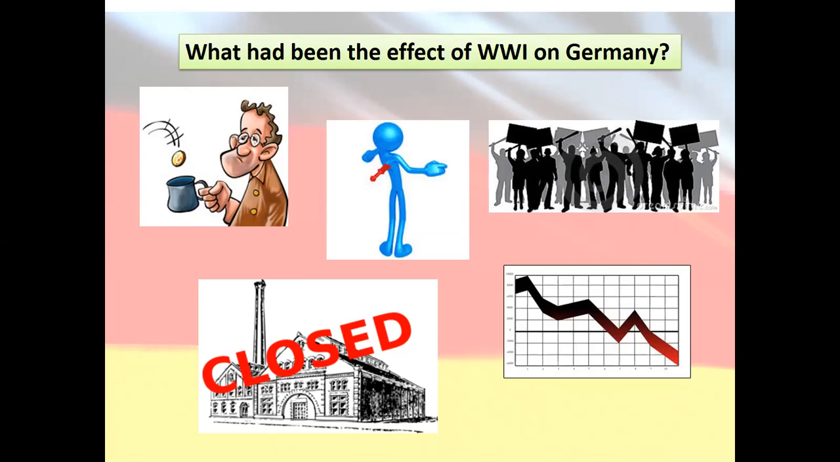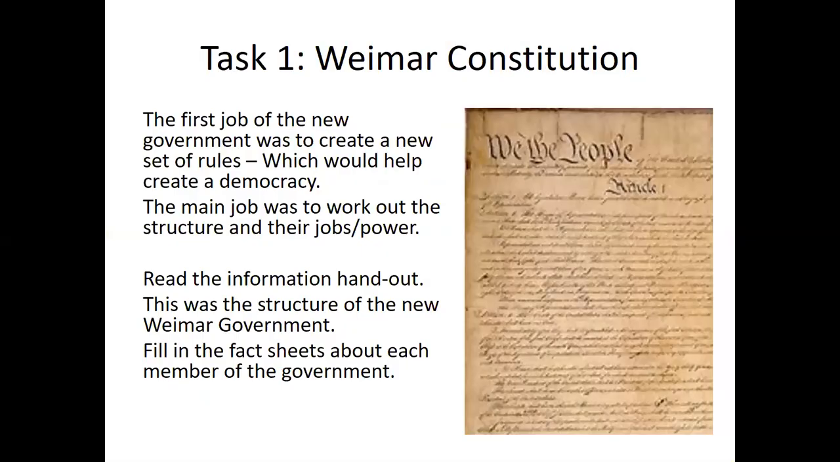There are some things Germany did face that aren't on here. They faced the Spanish flu, which killed 750,000 people in Germany. They faced starvation due to the turnip winter of 1916-1917. They faced the Kaiser abdicating to Holland, which led to the new government. So, today's lesson is going to focus on the Weimar Constitution.